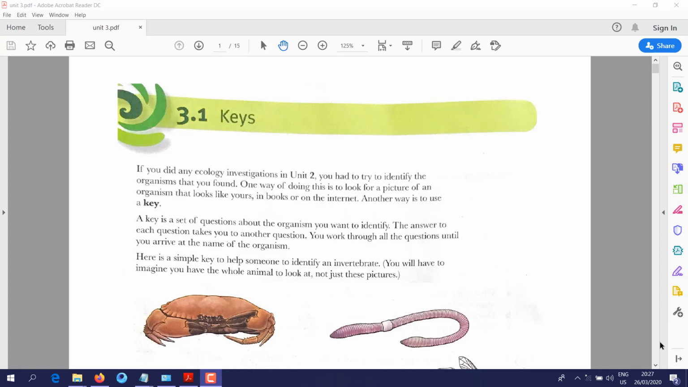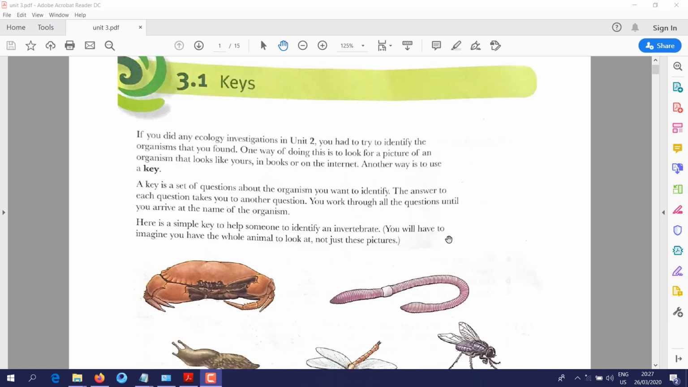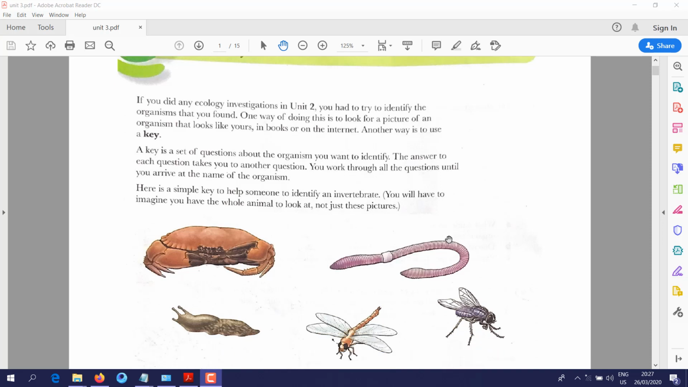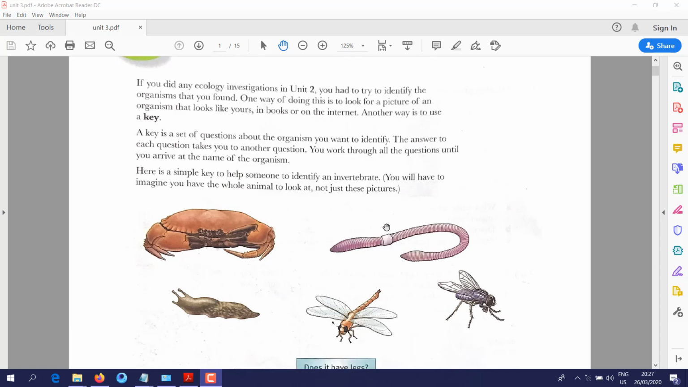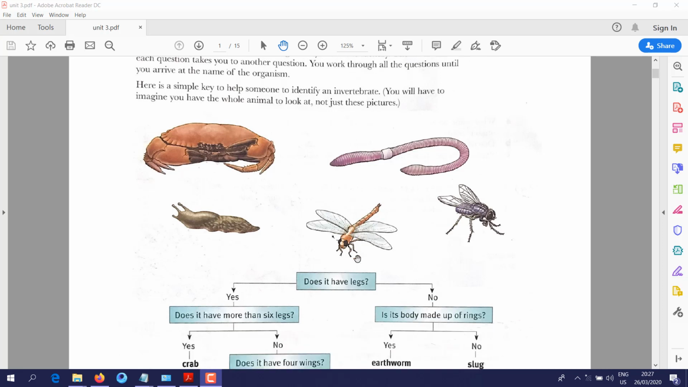Hello everyone. Today we will start with Unit 3, reviewing Unit 3. Firstly, 3.1. 3.1 is about keys. What do you mean by keys here? It's a way we used to identify organisms or species by their features.